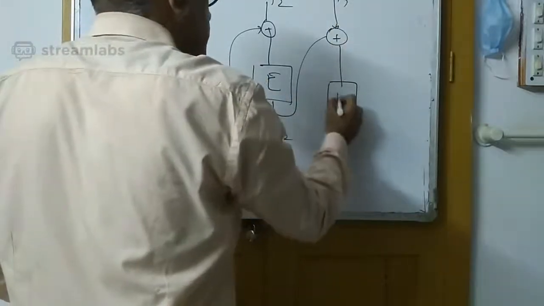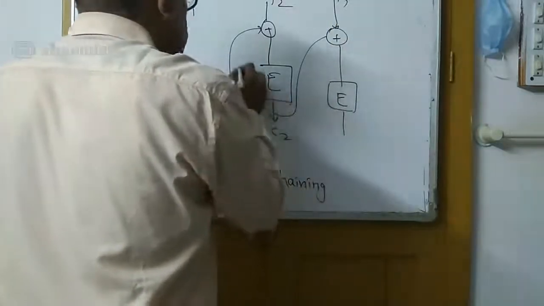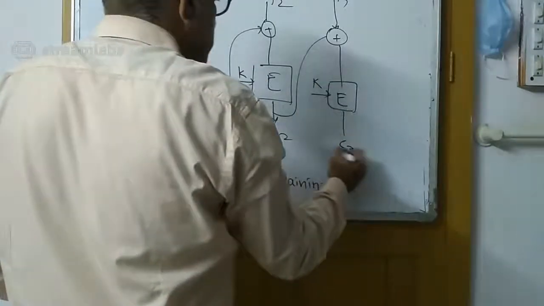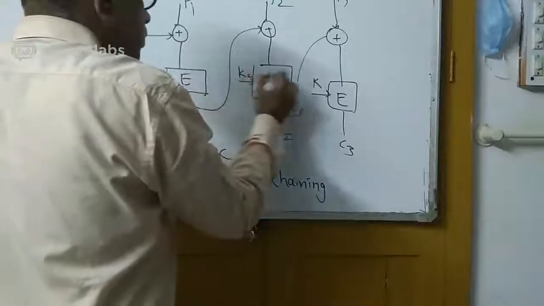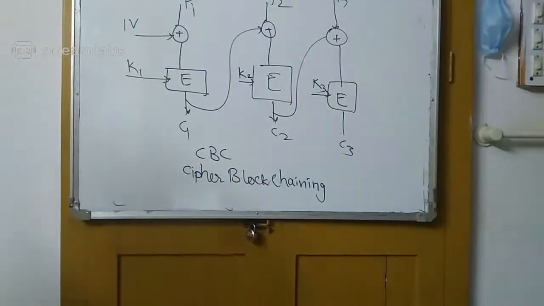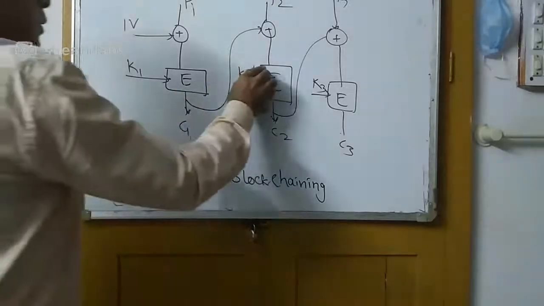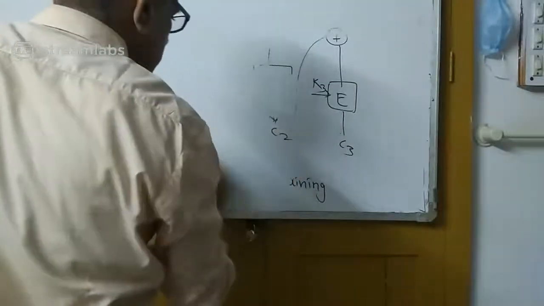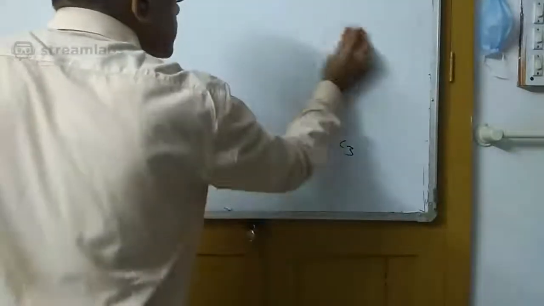Every block will also be operated with a key, keep that in mind. So K1, K2, K3, the keys are different. Yes, so like this your CBC mode works, cipher block chaining mode.